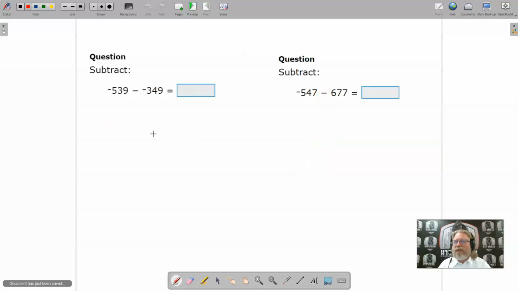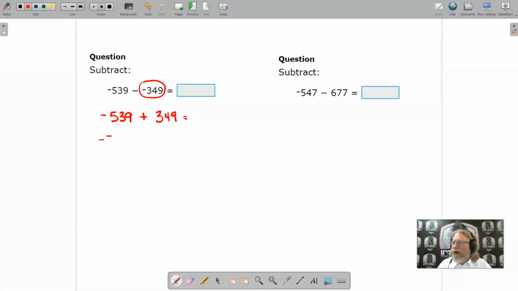Okay, these are our last two questions here. So we're going to start with the negative 539. We're going to change the subtraction to addition. We're going to take the opposite of the number that follows. So that's negative 349. So we're going to make that positive 349. And now they are different signs.